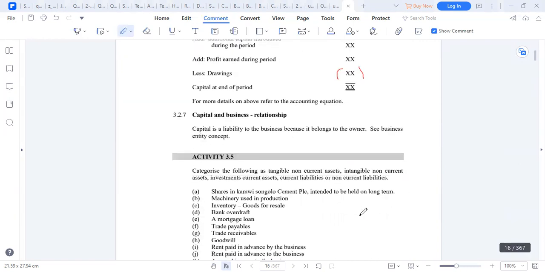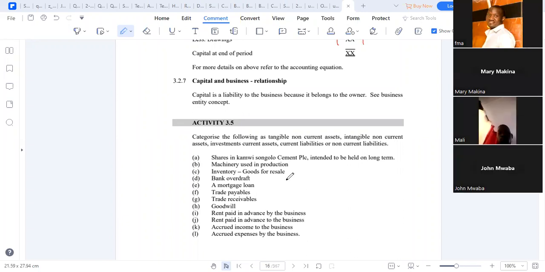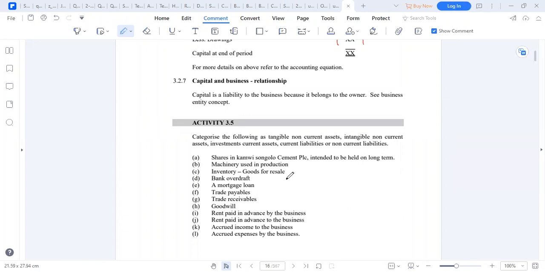All right. So I want us to help me identify of these which ones are tangible fixed assets, non-tangible fixed assets, which ones are current assets, current liabilities, and non-current liabilities from our activities here. So shares in Kamwi Cement Limited, what is this?